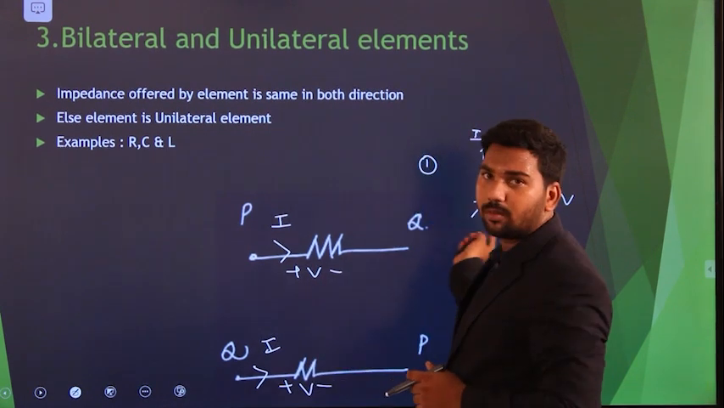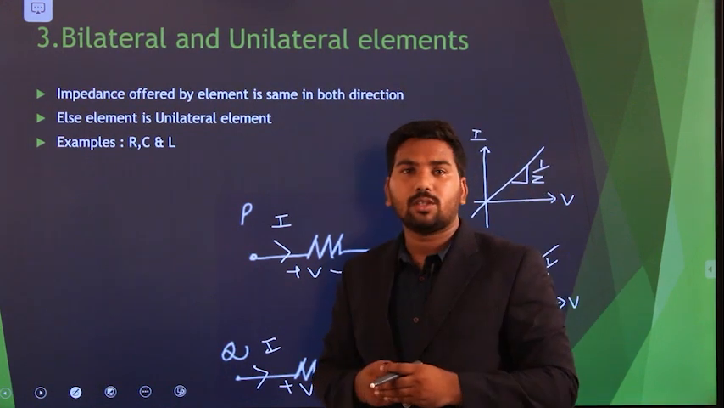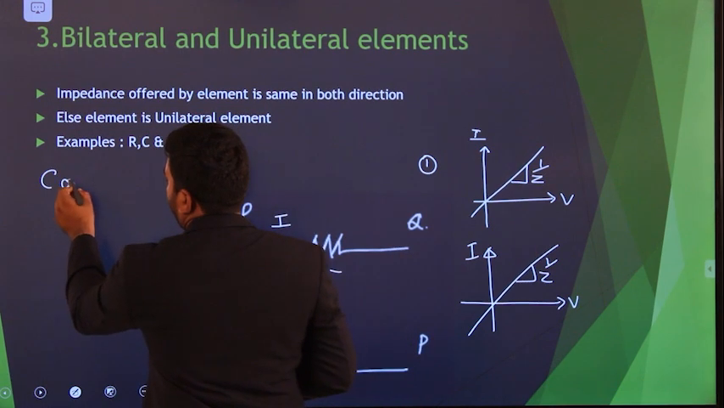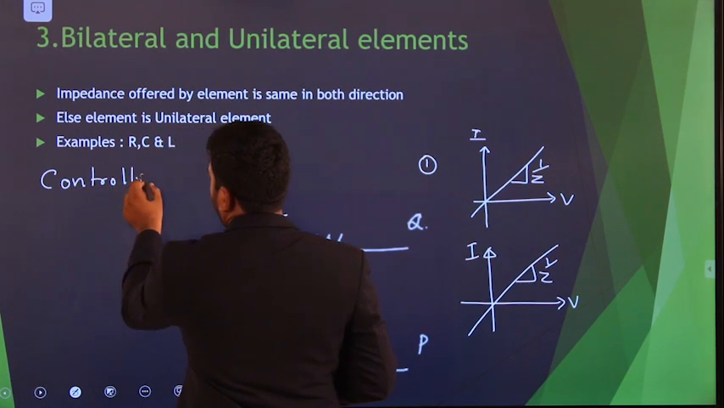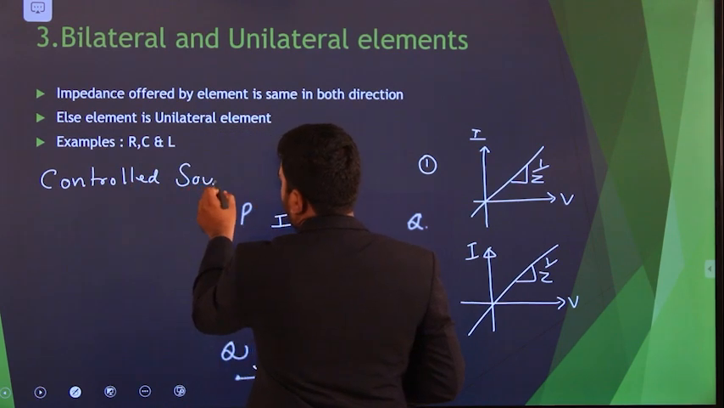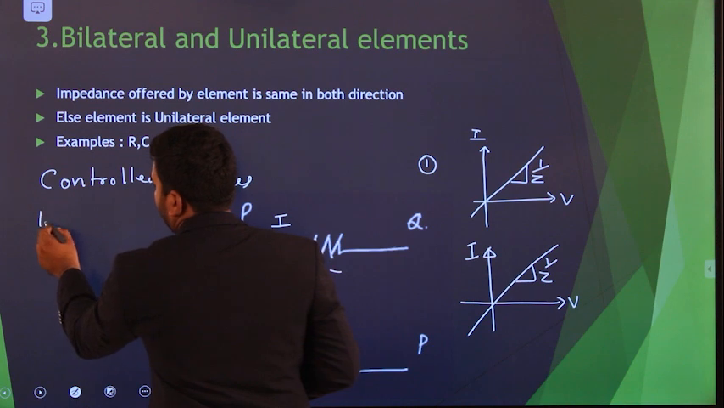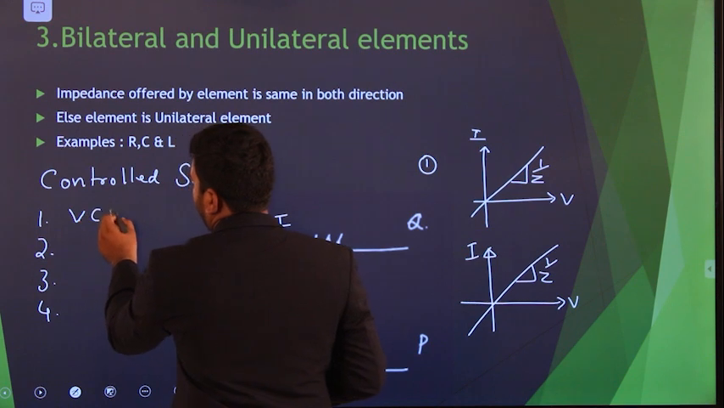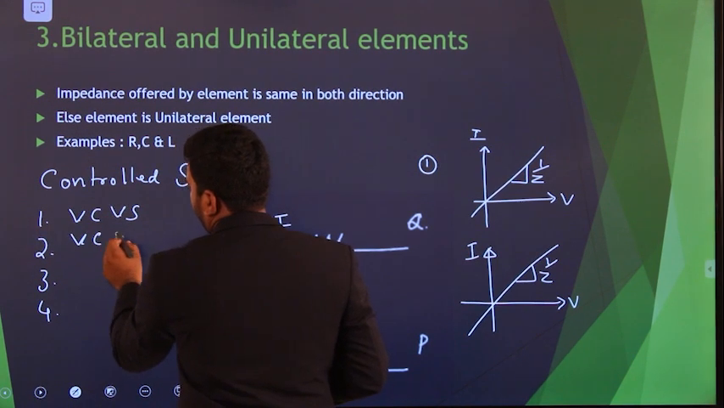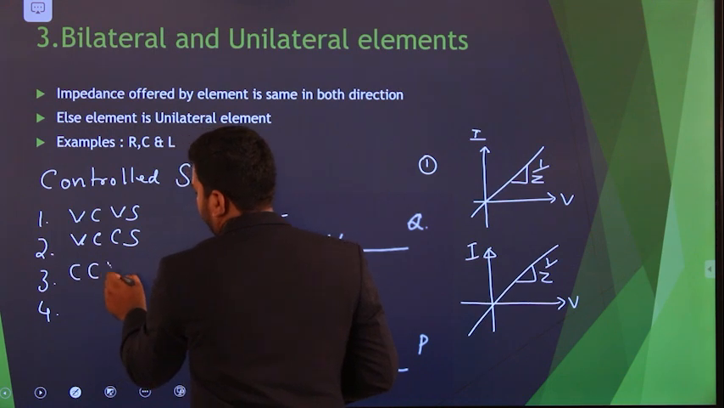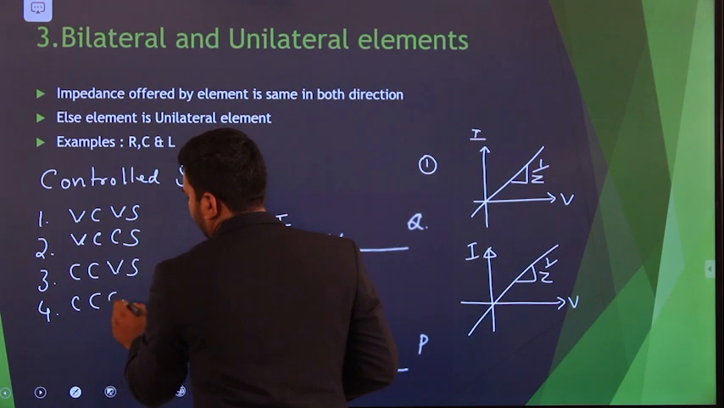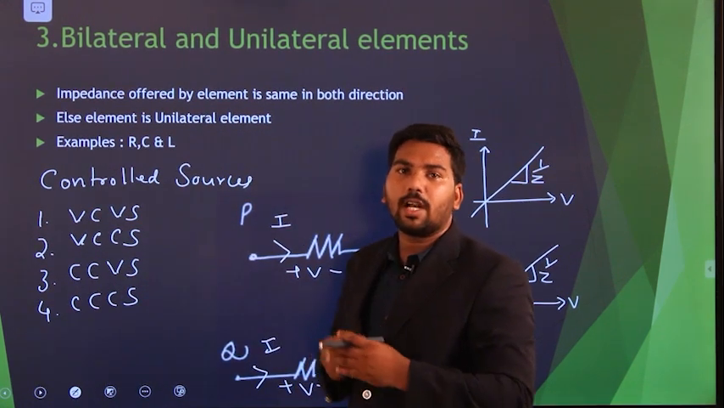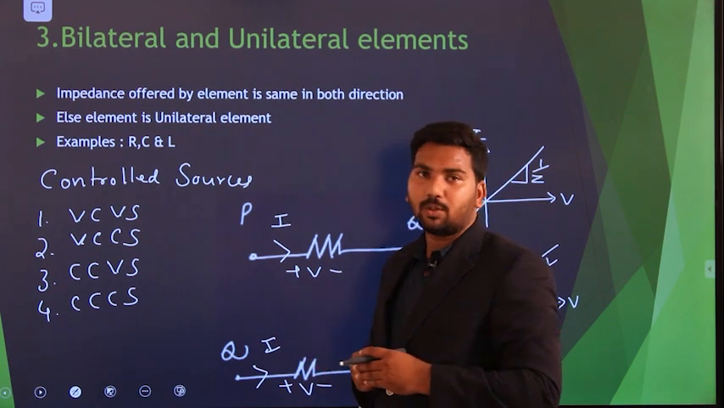Now, what about unilateral elements? If the IV plot is different for both directions, then you can say that is a unilateral element. What are the examples of unilateral elements? Our control sources. So, what are those control sources? 4 types, right? Voltage controlled voltage source, voltage controlled current source, current controlled voltage source, current controlled current source. So these are the 4 types belonging to unilateral elements.